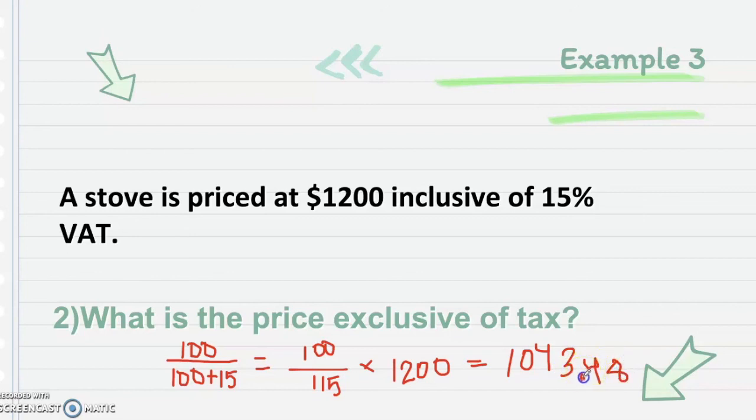Okay? So you have to remember to add the percentage, but keep that number in the denominator in order to get a smaller number. And then think about it. Our number should be smaller before tax was added.